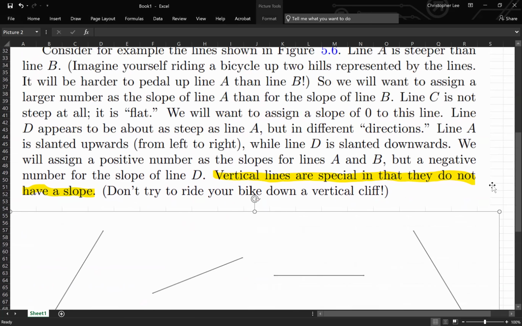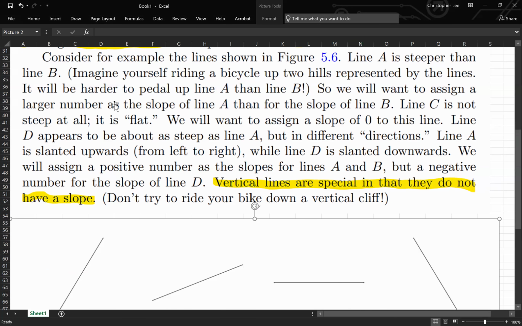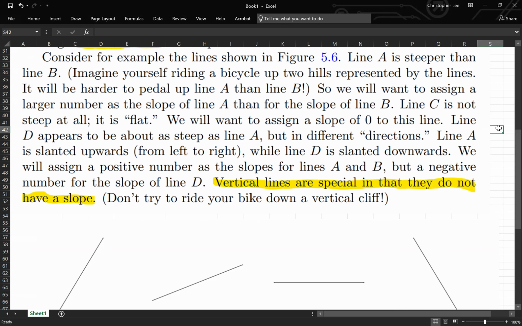All right. So line A is steeper than line B, right? So imagine yourself riding a bicycle up two hills represented by these lines. This is A right here. It will be harder to pedal up line A, the first one, than line B. So we will want to assign a larger number as the slope of line A than the slope of line B. Line C is not steep at all. It is flat, right? So we will want to assign a slope of 0 to this line.